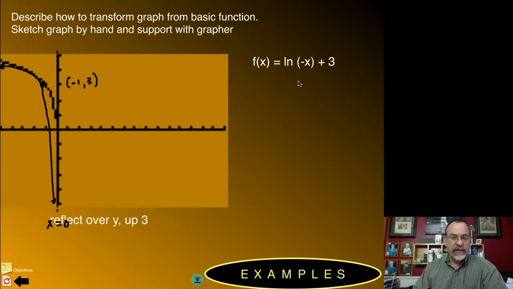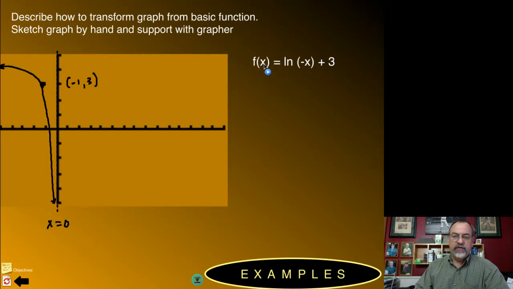I'm going to do 4 more examples. You can watch as many as you need. Some will be natural log, some will be log, but they'll all be the same in that you simply take those 2 characteristics that you know and use the transformations to sketch the graph of the new function.